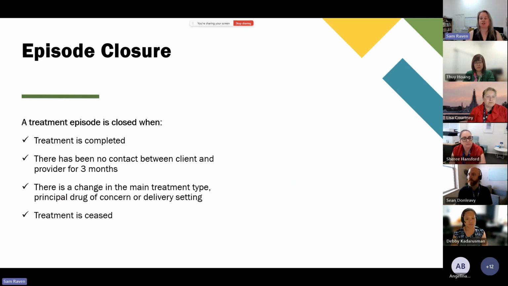As I mentioned, if there's a change in the main treatment type, in the principal drug of concern or delivery setting, and we'll explore that a little bit more. But if there's a change in any of those 3 key things, then the treatment episode should be closed and a new one opened. Or if treatment is ceased, and it can be ceased for a whole range of reasons, and we'll also talk about that a bit further.